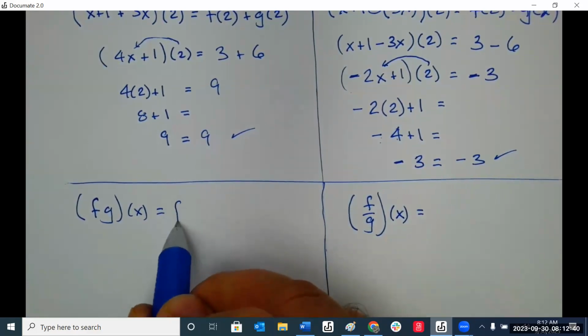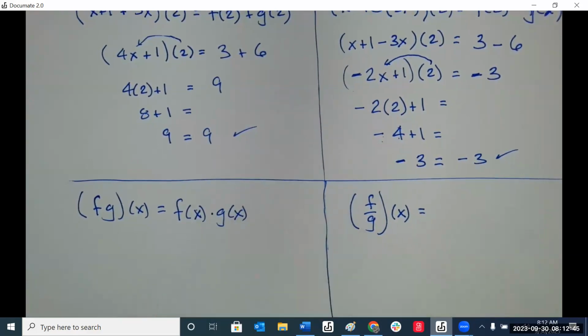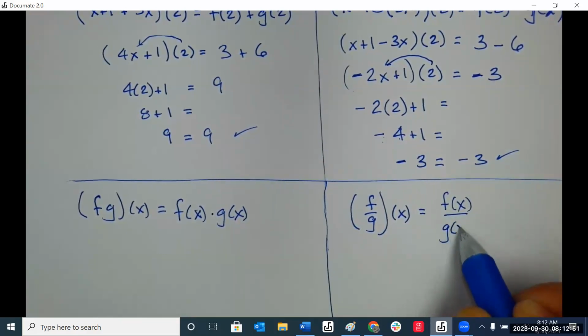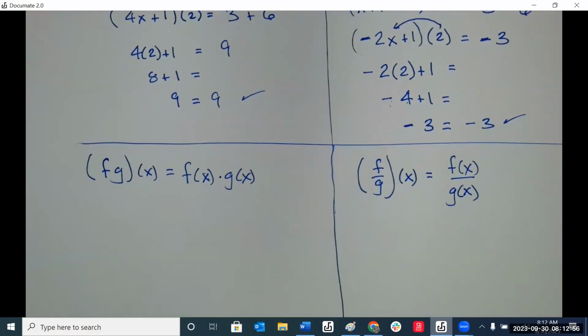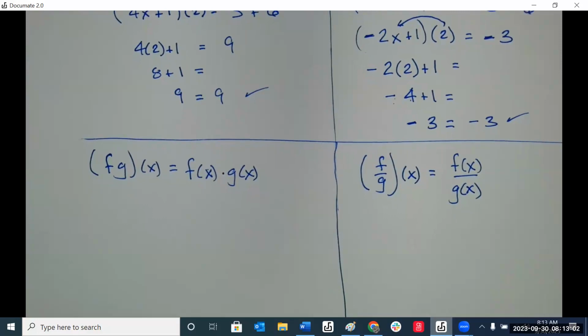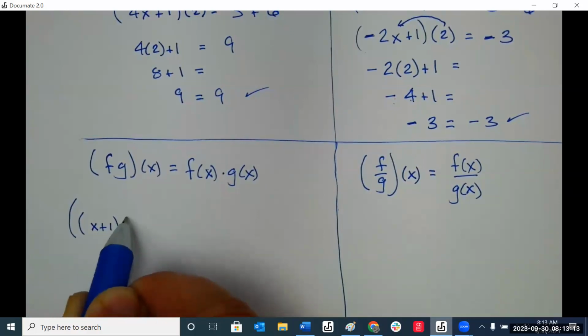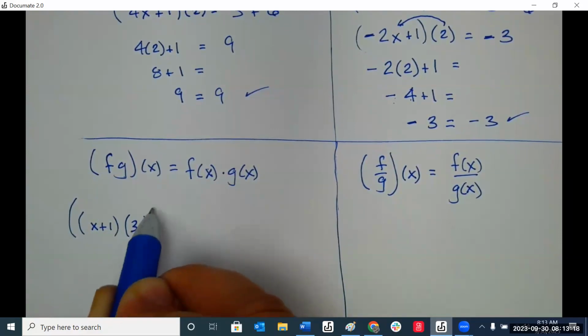All multiplication really means is you can take the first function, f of x, and multiply it by g of x. Or we can take the functions and evaluate each one separately. This is where doing them separately may come in helpful. So in this first one, since we're multiplying them, f of x is x plus 1, and g of x is 3x, and we're multiplying them.